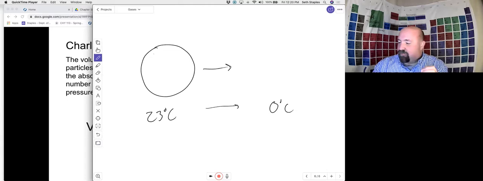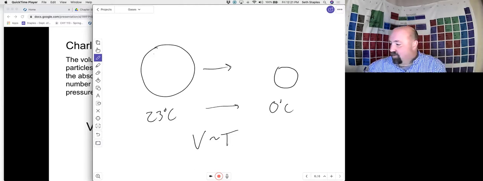If our pressure is going to stay the same, that means the number of particle collisions with the inside of the container has to remain the same. But the particles are slowing down because we're going to a lower temperature. If the number of collisions has to remain the same because my pressure stays the same, that means my balloon has to get smaller. So volume is directly proportional to temperature. Again, pressure stays the same, the amount of gas stays the same, and if I decrease the temperature, the volume will also decrease, and vice versa.